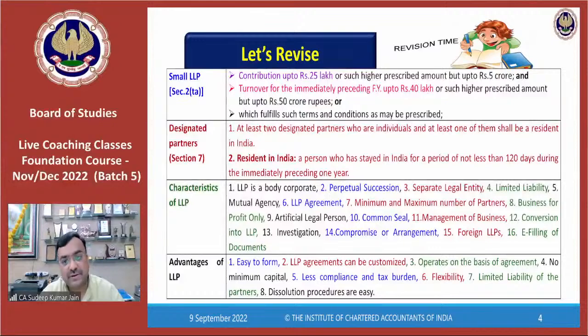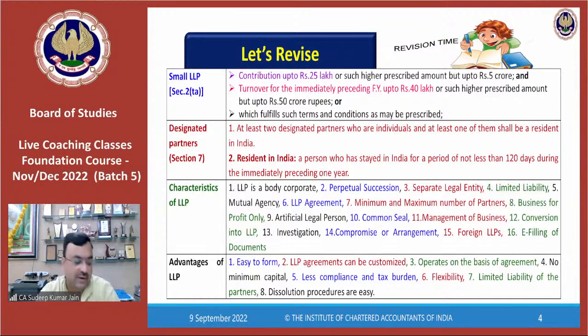Management of business by the designated partners. Conversion into LLP: it means firm, private company, public company may be converted as per the schedules into LLP. Investigation power, compromise, arrangement, foreign LLPs, and e-filing. Documents should be filed online. Advantages is important from an examination point of view.